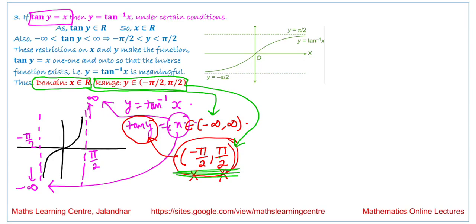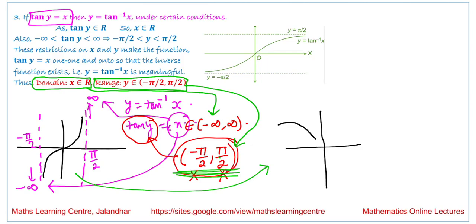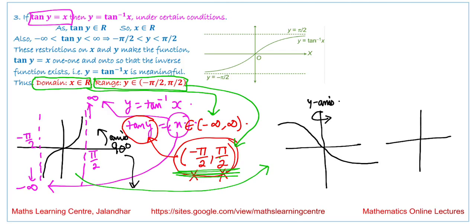Next we have to plot the graph of this function. The first thing we have to do is rotate it by an angle of 90 degrees. If we rotate this graph by an angle of 90 degrees, we obtain the graph in this form. We have rotated the axes by an angle of 90 degrees, and after that we have to take the reflection about the y axis. Now if we take the reflection about the y axis, this graph will become this.